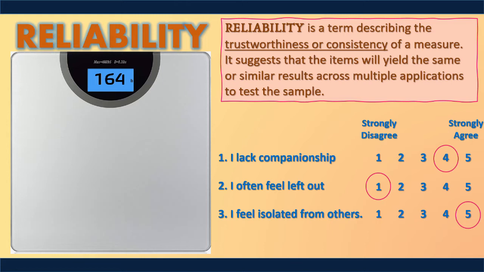Instead, we'd like to see people consistently scoring high 4s or 5s on all items if they are very lonely, medium around 3s, and maybe some 2s and 4s across the items if they are moderately lonely, and low on all items if they don't feel lonely at all. That would be an example of a reliable scale.